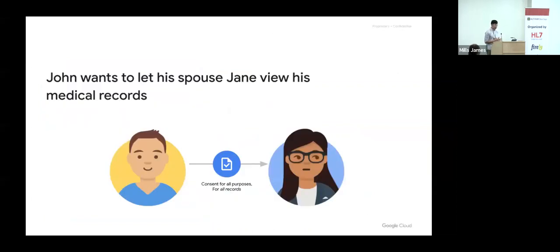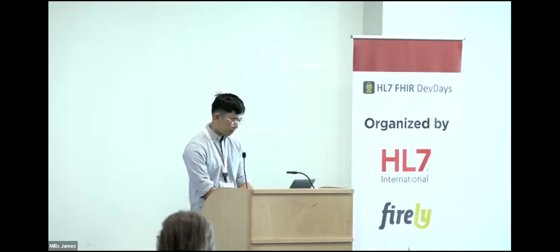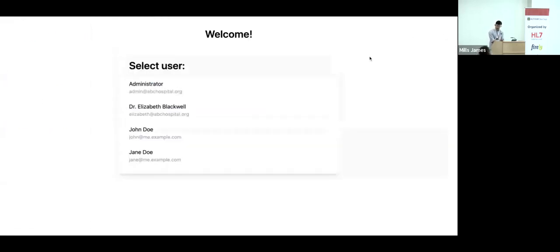Let's go into a new scenario where John wants to let his spouse, Jane, view his medical records. So in this case, I'll create a consent for Jane to see John's records for all purposes and all environments. All right, I'm going to switch over to the demo again. Okay, so I'm back in the demo.